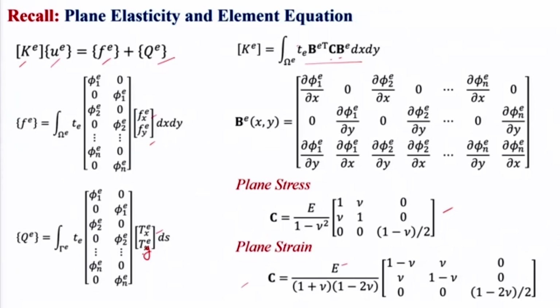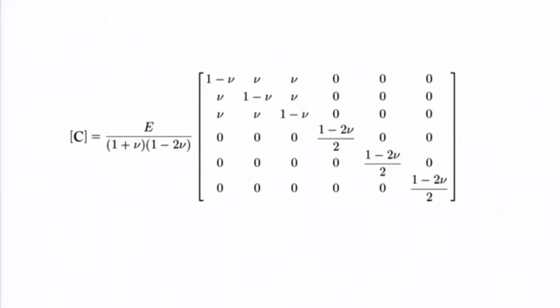Now, when we apply this to 3 dimensions, the equations will remain similar, but because of the additional dimension, there will be some more information needed in these matrices. For a 3-dimensional problem, the constitutive matrix will be this. This will be a 6 by 6 matrix. We have 6 stress and strain components. So this is the constitutive matrix.